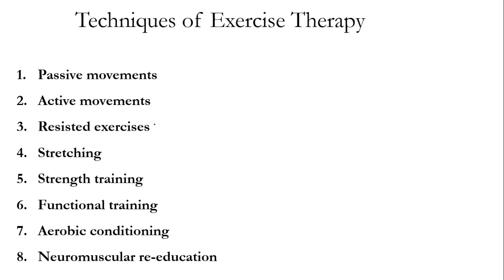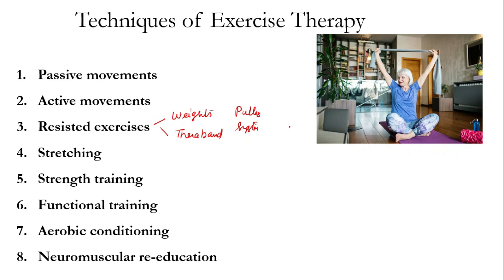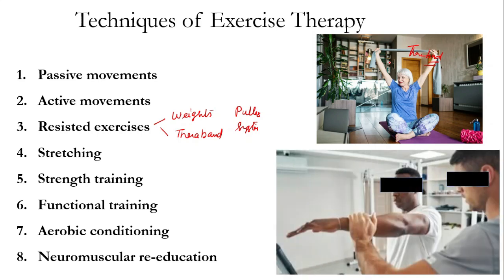Resisted exercise is done either by adding weights or by TheraBand or pulley system. Okay. This is done to strengthen the muscle. Here I have given TheraBand as an example. Or it can be a manual resistance by the therapist. So the overall aim of resisted exercise is to improve the strength of the muscle.